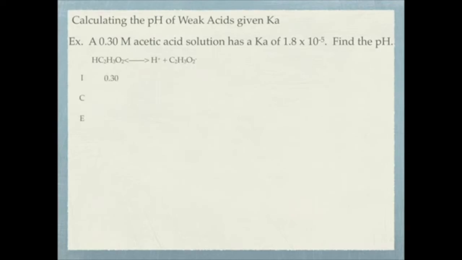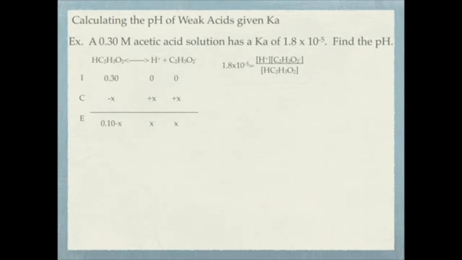I know the initial concentration, 0.30, and then 0 for hydrogen ions and 0 for acetate. It's going to change by negative x, so minus x and then plus x, because again, this is not a strong acid. And so at equilibrium, the concentrations will be 0.30 minus x, x, and x. Okay. Now what I need to do is write my equilibrium expression. And so I know my Ka here is 1.8 times 10 to the negative fifth, so I'm just going to plug that in. And that's going to equal my concentration of hydrogen ions times my concentration of acetate ions all over my acetic acid concentration.